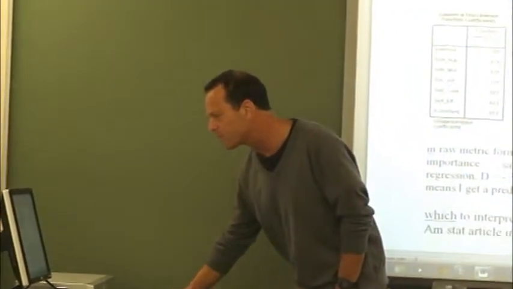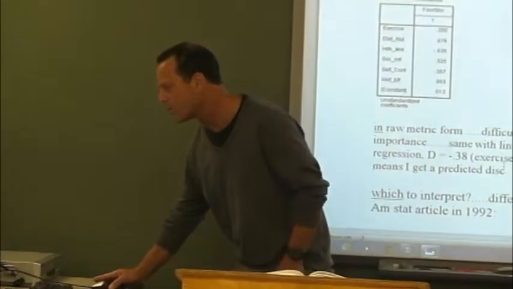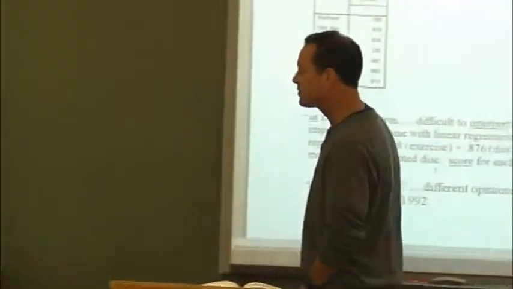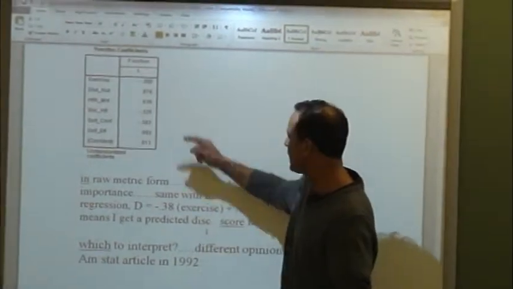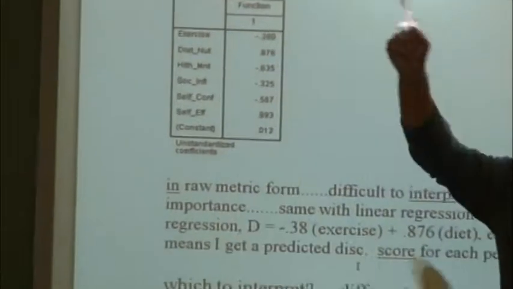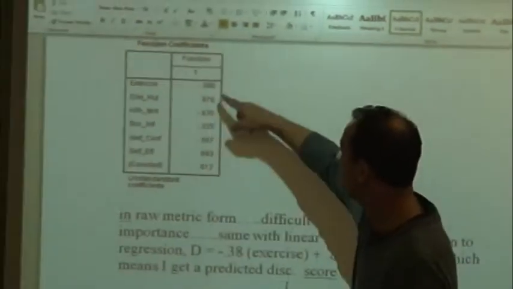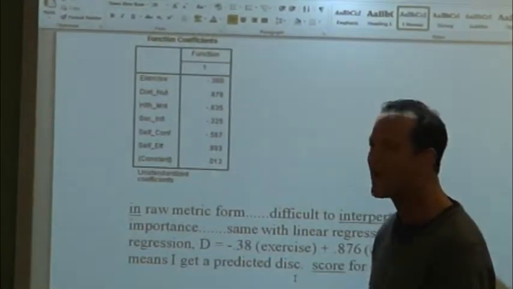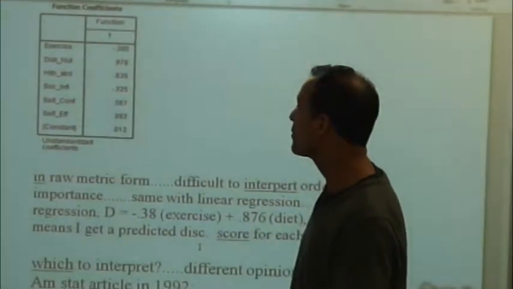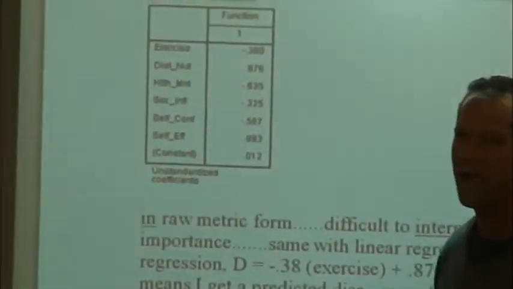Canonical discriminant function coefficients. Here, it's difficult to interpret order of importance, same as with linear regression. So akin to regression, here you see the discriminant is negative 0.38 exercise plus 0.876 diet. So here are the unstandardized coefficients. The classification ones you saw earlier were used to create the discriminating scores, and here you get the actual unstandardized coefficients. As Zach said, since they're on the same scale, you might be able to rank order them, but I still would be careful. If we rank ordered these, number one would be self-efficacy, number two would be diet. It would flip-flop.